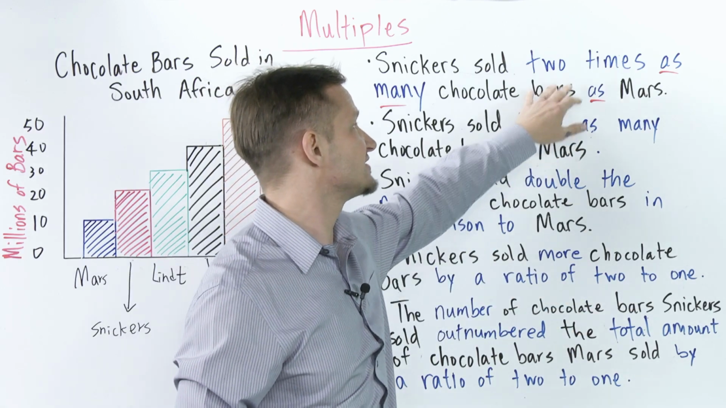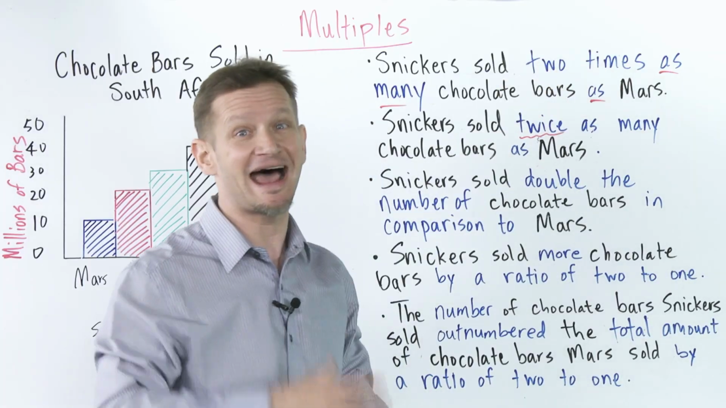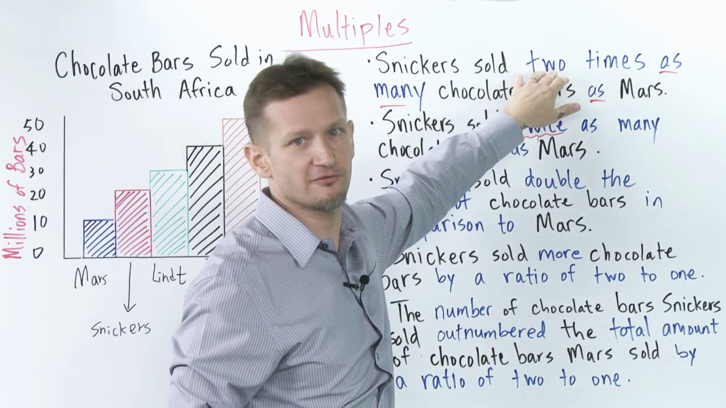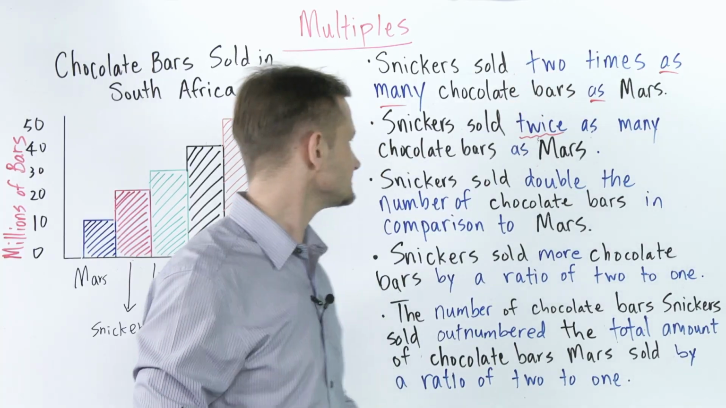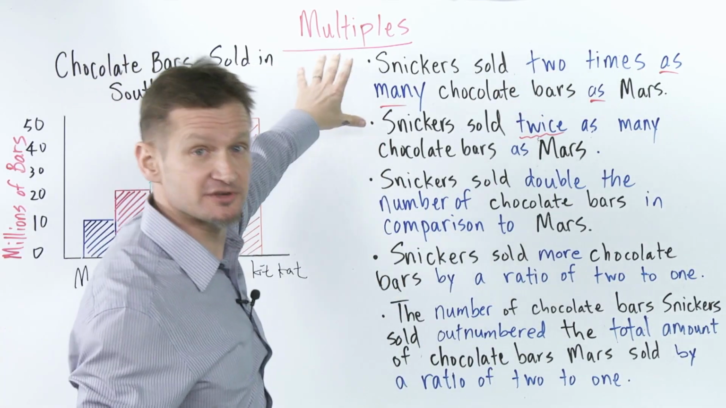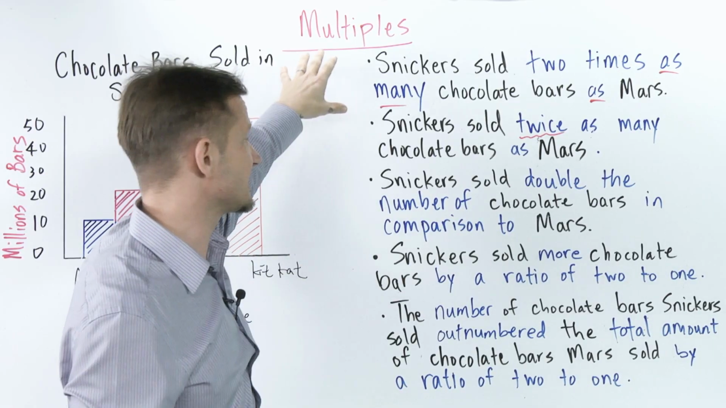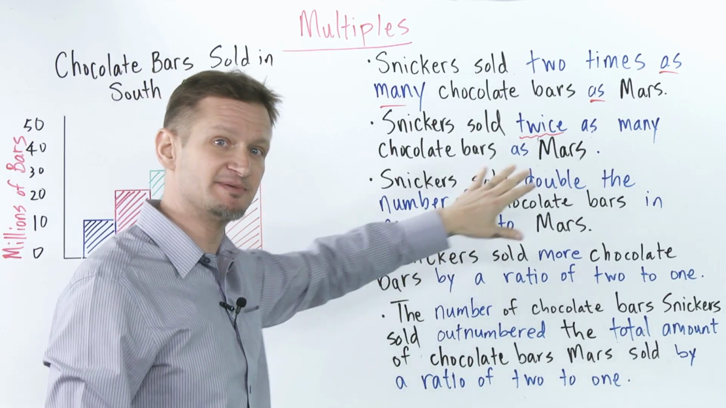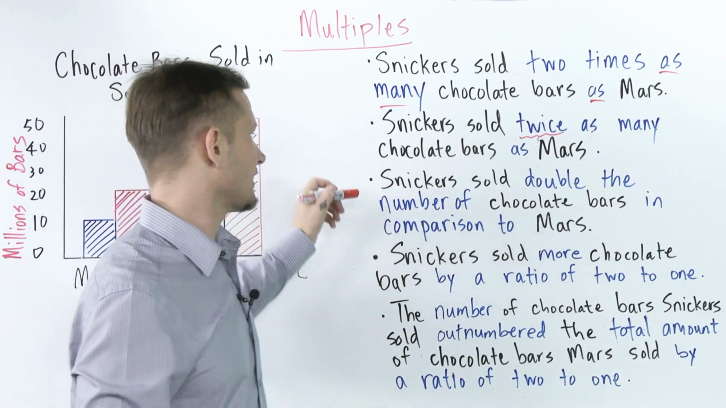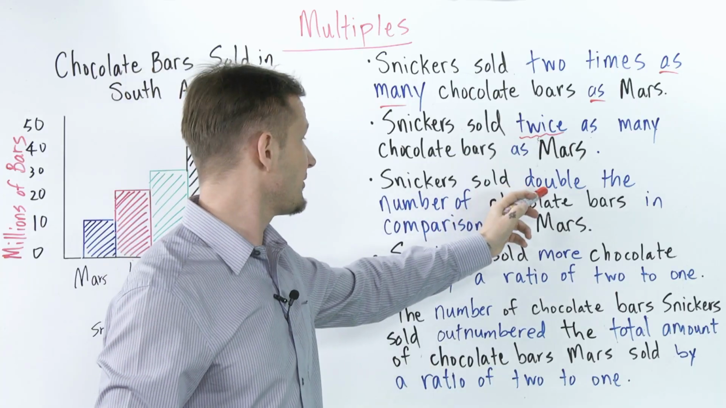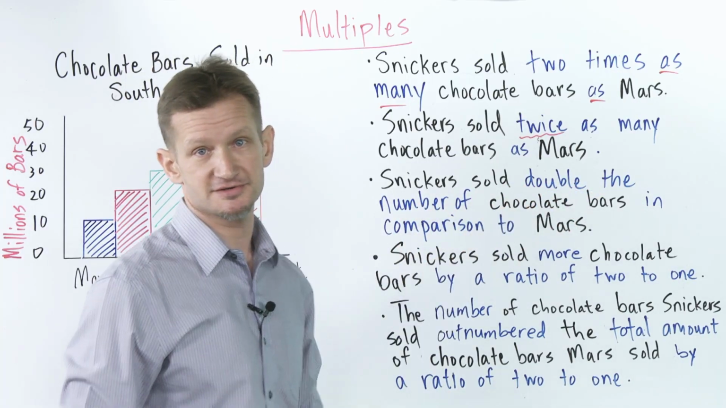So if you're going to say 2 times, you can say twice. If you're going to say 1 time, you can say once. But after that, you've got to say 5 times, 10 times, 100 times. Okay? Let's move on. So these are basic, these are simple, grammatically correct. You can use them, but again, if you want to score higher, you want to spend more time practicing these sentence patterns. Okay, Snickers sold double the number of chocolate bars in comparison to Mars.